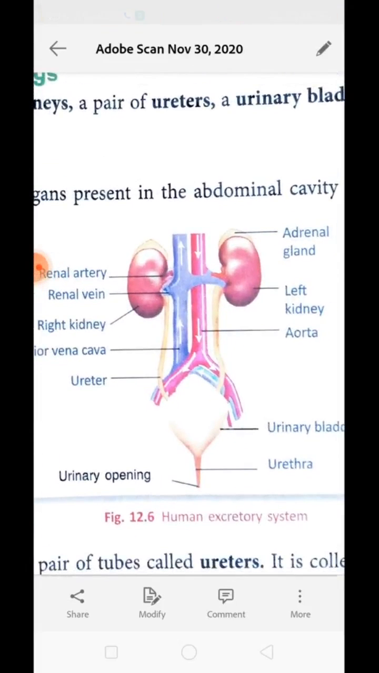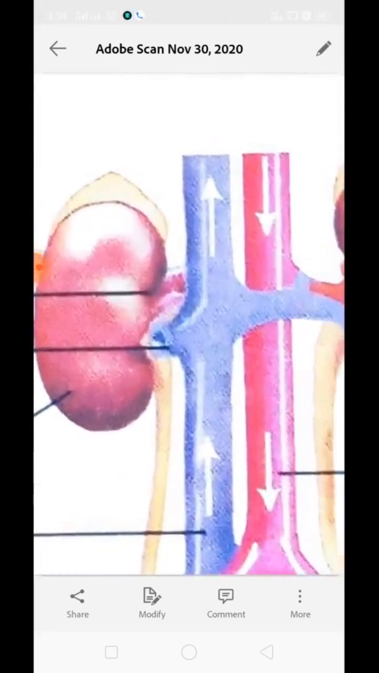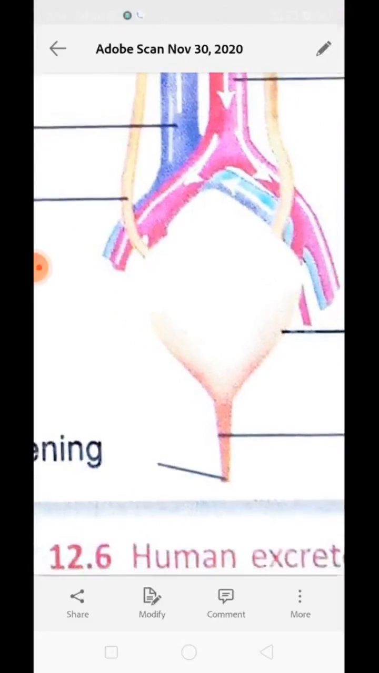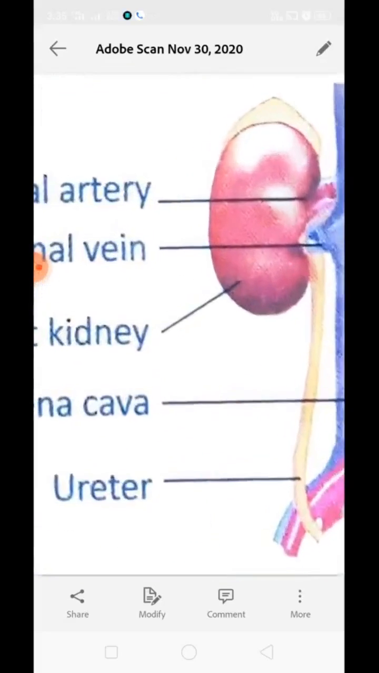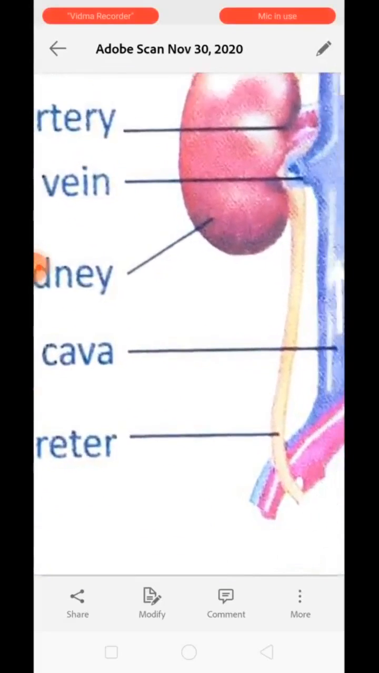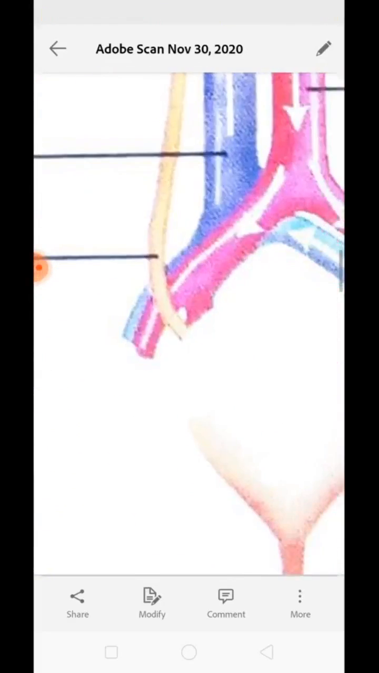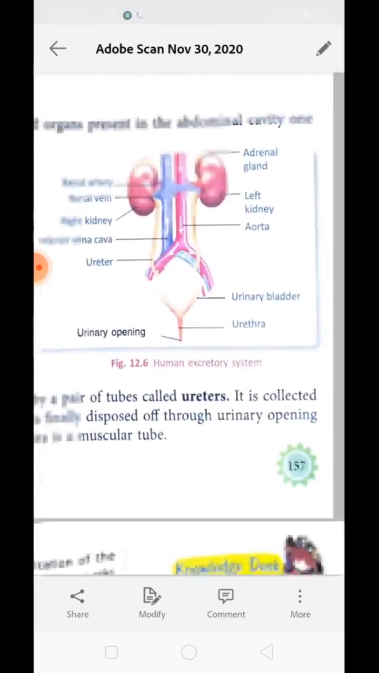See over here in this diagram, every part of the excretory system is very clear. Kidney, the bean-shaped kidney, renal artery, renal vein, urinary bladder, urethra, and the urinary opening. Clear? What happened? The kidney filters the blood, and the waste material is passed through the ureter to the urinary bladder, and from the urinary bladder the waste material is removed out of the body. Understood?